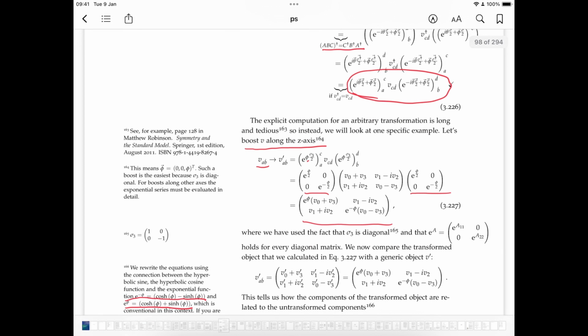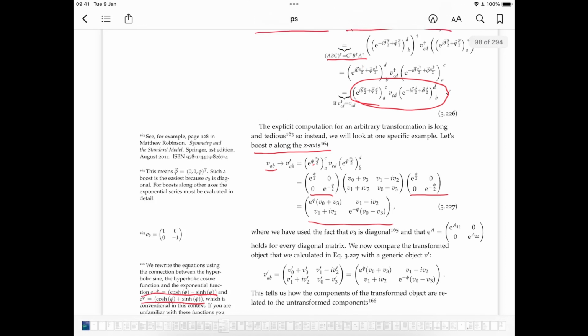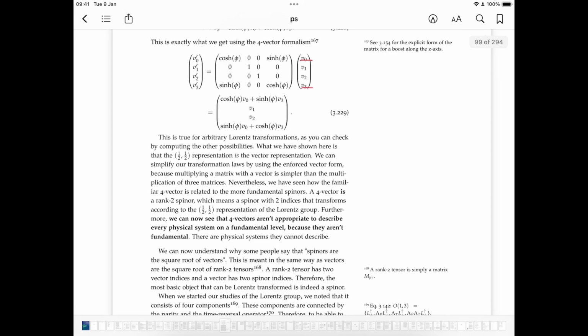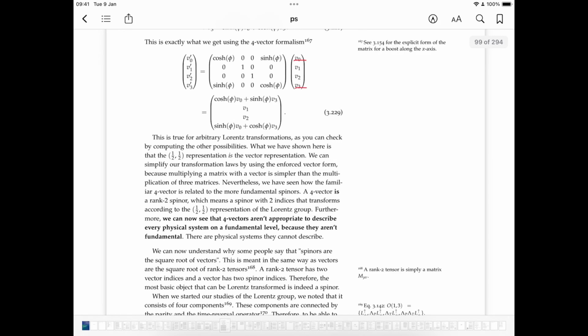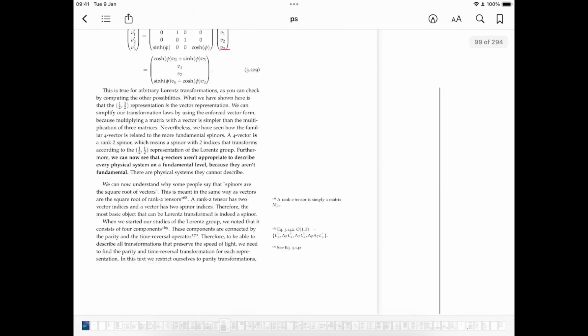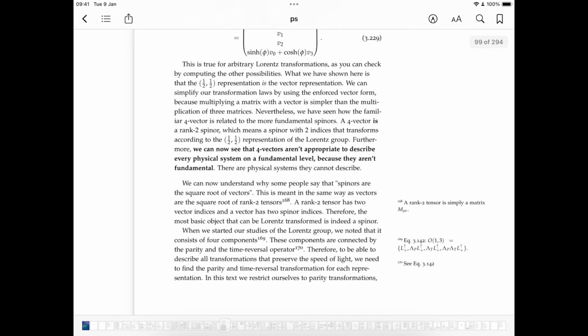It will be interesting to see what will happen if we boost along v1, like the x-axis. Anyways, we also don't have time for that today. Yeah, so that's just a few last paragraphs.